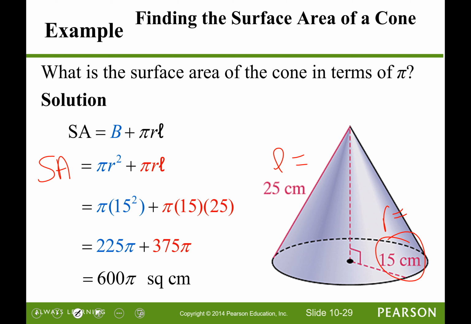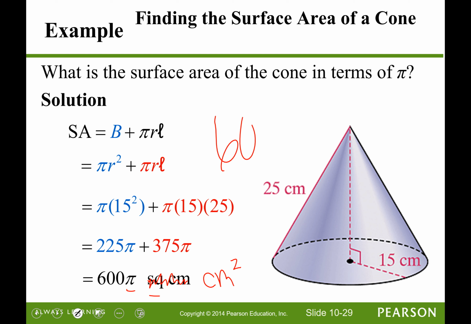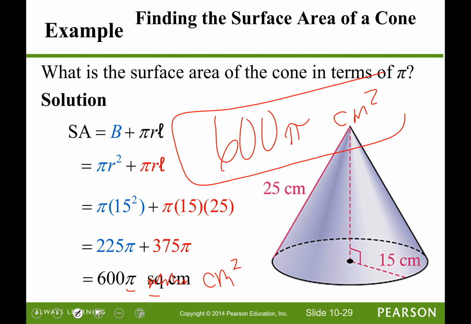Units are square centimeters. So I want to write this differently. Let's start over. Let's go with 600 pi. I'm just going to write it as centimeters and then the squared. I don't want you to accidentally think that it's pi squared like that. Okay. All right. So the answer is 600 pi square centimeters. That's the surface area of our cone.